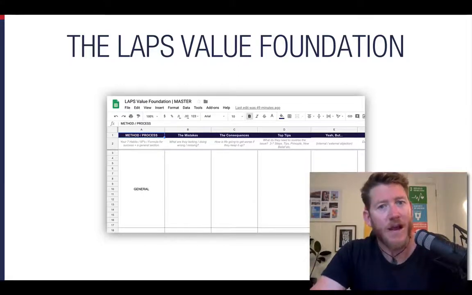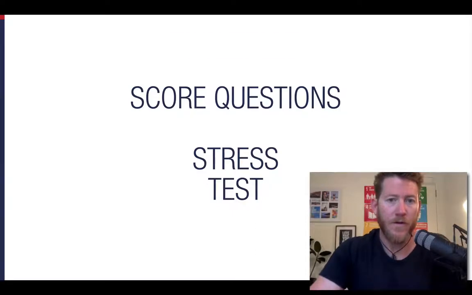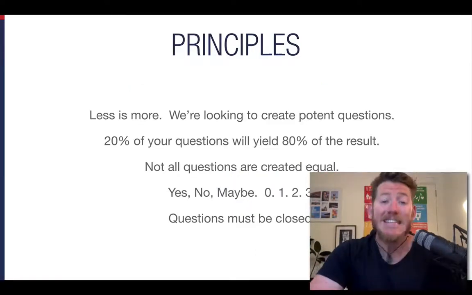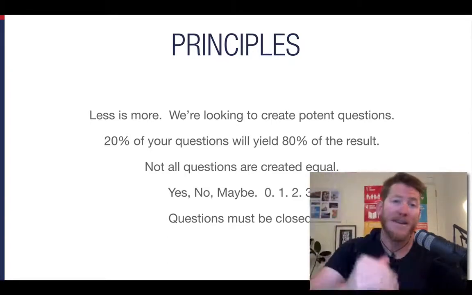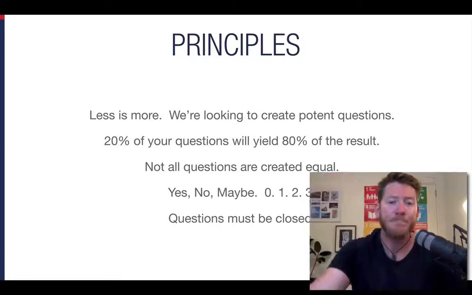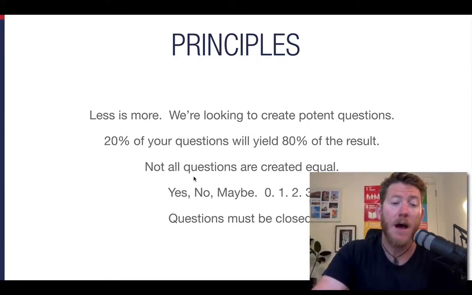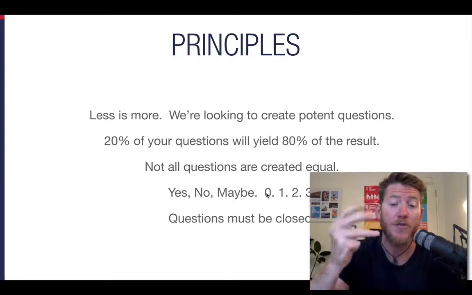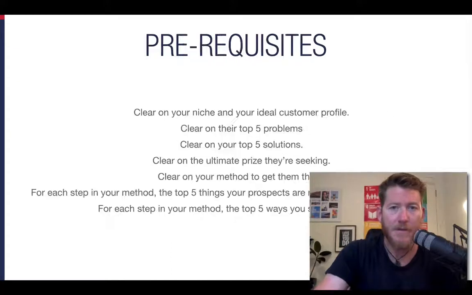Let's go back to my keynote presentation here. So once you've got the questions, I now want you to run this stress test on all of the questions. The key principle is less is more. We're looking to create potent questions here. 20% of your questions will yield 80% of the results. So I recommend getting a list of about 60 questions, and then we want to cull it right down to maybe 20, maybe 40, depending on how sophisticated it is. If it's 40, you want to start with 80. Not all questions are created equal. As you're going to see, there's different weightings of yes, no, maybe, weighted 0, 1, 2, 3. And your questions must be closed questions. So you can't ask someone how you're feeling today, etc.